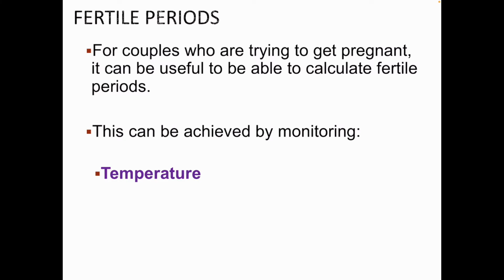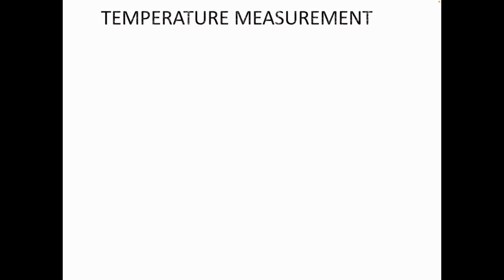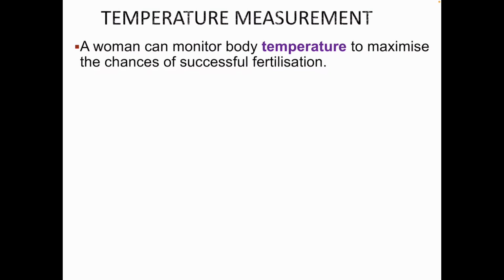If a couple are trying to get pregnant, it would be useful for them to work out where this window, where it is possible to get pregnant, will actually fall within the menstrual cycle. There are several ways that they can do this. This can be done by monitoring their temperature and the consistency of their cervical mucus, and by looking at these signs and symptoms, you can get a good idea of when you're most likely to be fertile. So let's deal with temperature measurement first.